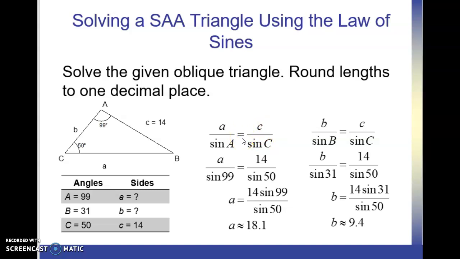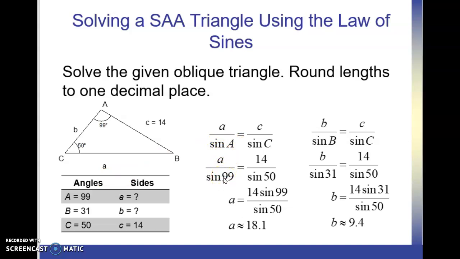So first we need an angle and corresponding side where we know the measure of both, and that would be angle C and side C. So we go ahead and use that. We substitute that in. And then on the other side of the equation, we need one of our missing pieces of information. I'll just go with A and its corresponding angle measurement, plugging it in, which will give us the sine of 99.